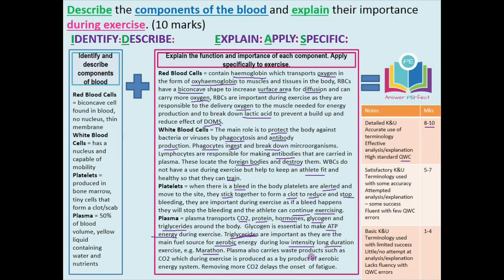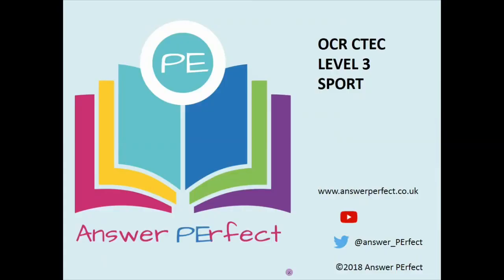Plasma also carries waste products such as carbon dioxide, which during exercise is produced as a byproduct of aerobic exercise. Removing more CO2, so carbon dioxide, delays the onset of fatigue and means the athlete can continue exercising for longer before they get tired. They are the 4 components of blood that you need to know and then why they are important for exercise.